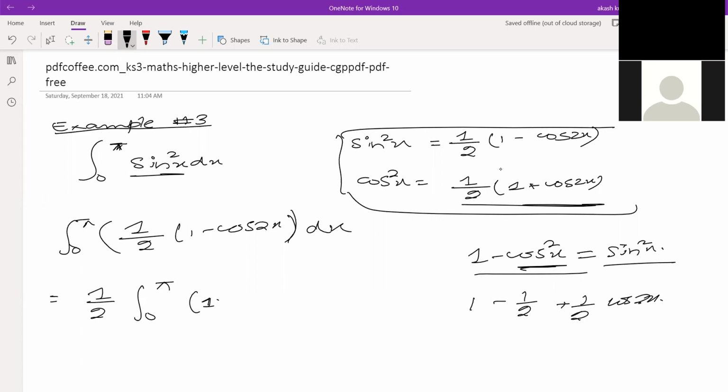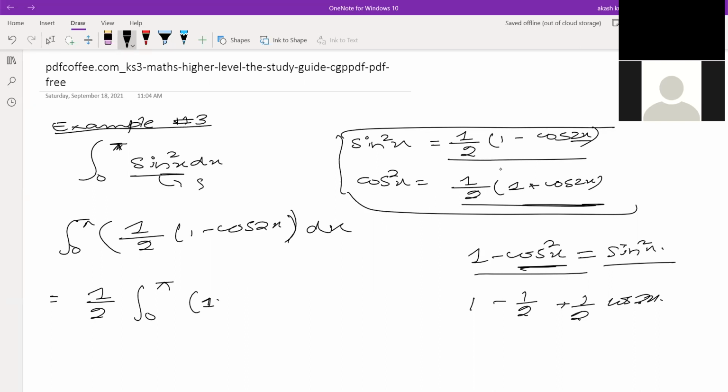So sine square x and cos square x are difficult to integrate. We have to simplify them into identities that are easy to integrate. Like if I write my sine square x in this form, 1 minus cos 2x over 2, I know the integration of cos 2x, which is sine 2x, and again I have to divide by the derivative of 2x, which is 2. But sine square x is hard to integrate.